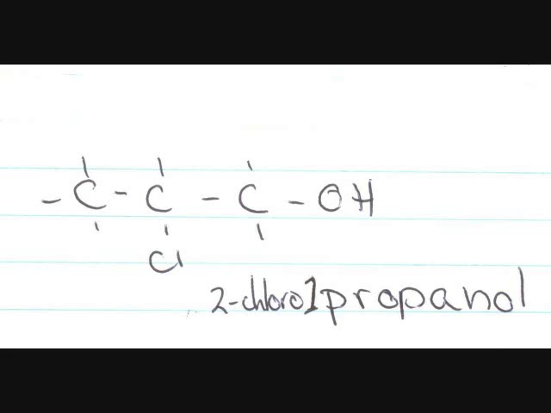How many carbons? Pro. What's special about the chain? Alcohol to alcohol. So it's -anol. Pro, anol, 2-chloro. Perfect. You got it perfect.